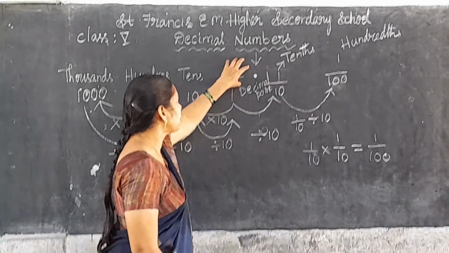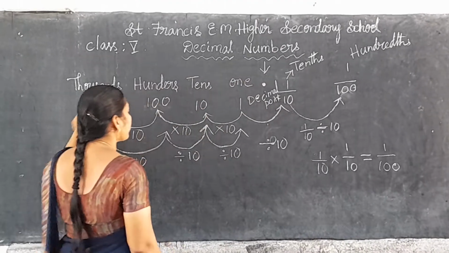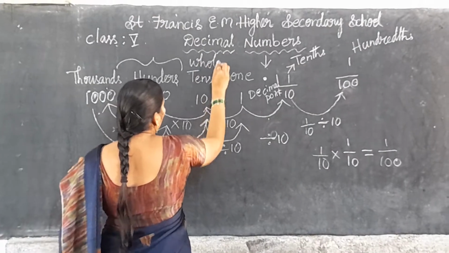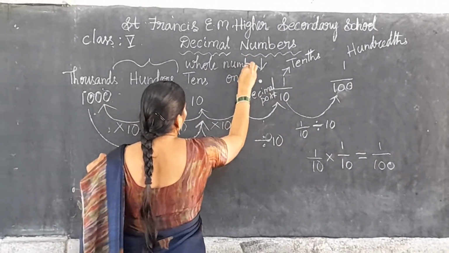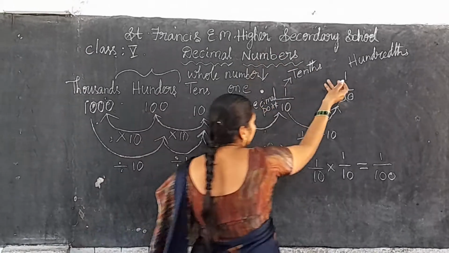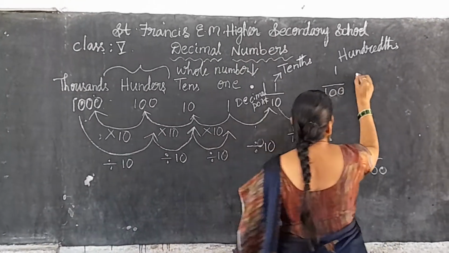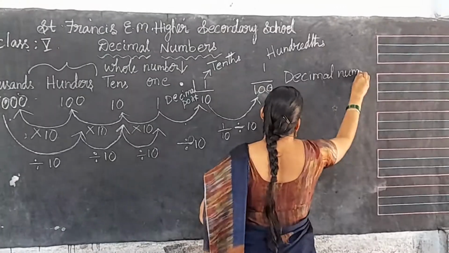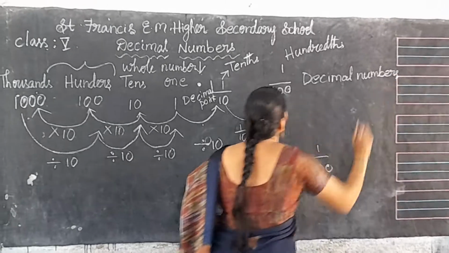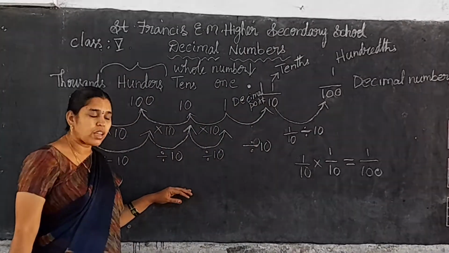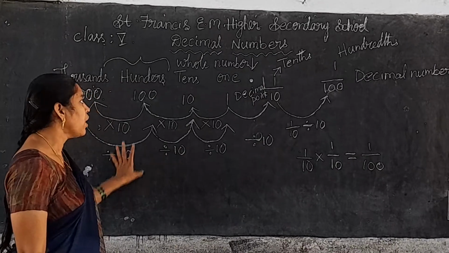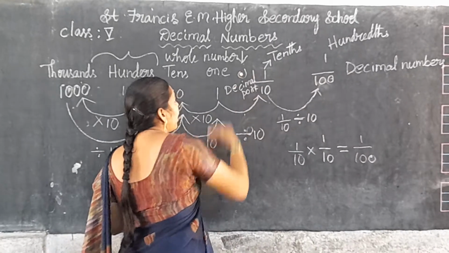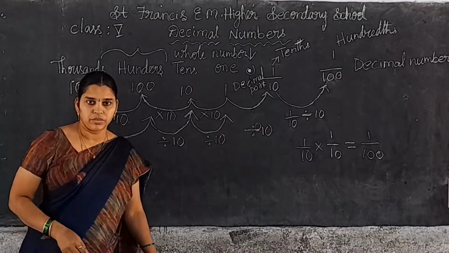So the number before the point we will call the whole number. And the numbers after the point we will call decimal numbers. Is it clear, children? This is very important. To separate the whole number and the decimal number, you should put a dot. I will explain with an example. Okay?